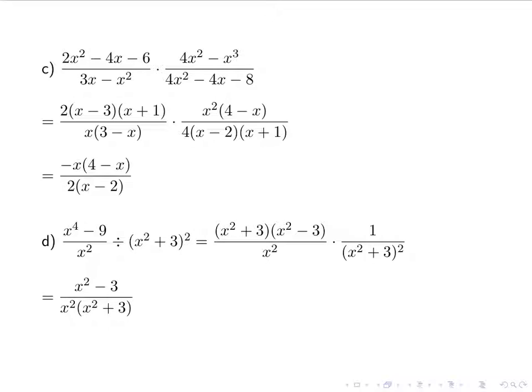So this is what I get. The x squared minus 3 on top, the x squared, and the x squared plus 3 on the bottom. Okay, so just be careful on what cancels and what doesn't cancel. And then, again, put it all as one fraction, but you don't have to multiply it through. Leave it in factored form.